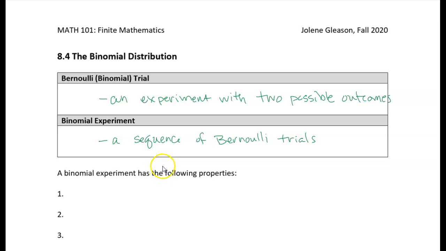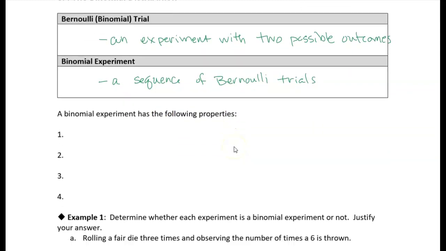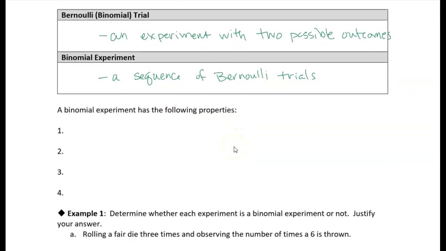Okay, so let's define here the properties of a binomial experiment. So the first property is that the number of trials is fixed. All right, so like in our coin tossing experiment, we're going to have 6 trials or some finite number of trials. So we're not just going to keep flipping a coin and flipping a coin and flipping a coin forever. So it's going to be a fixed number of trials.